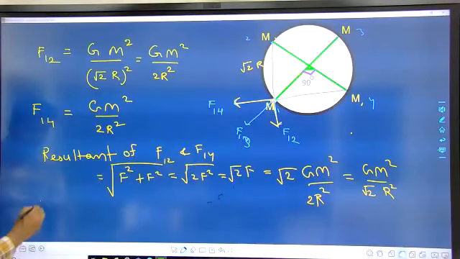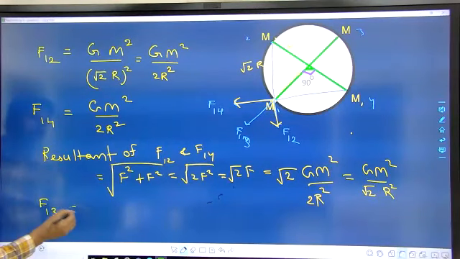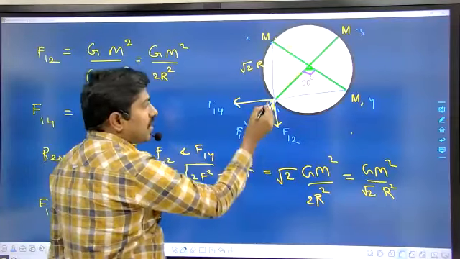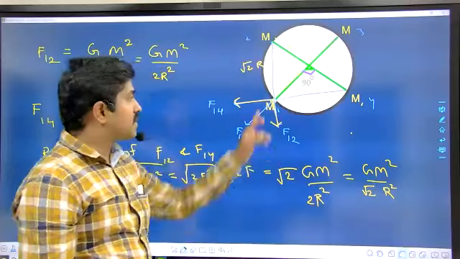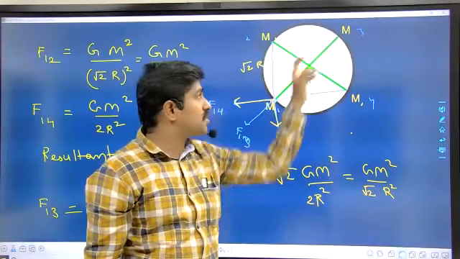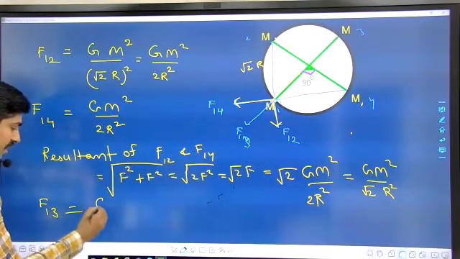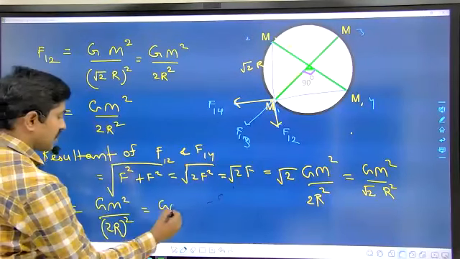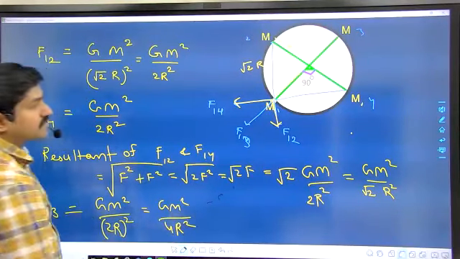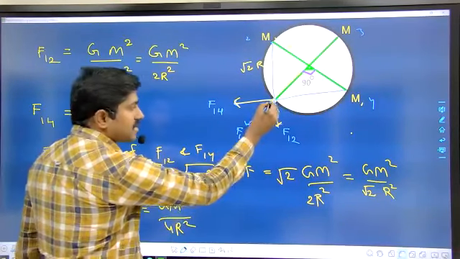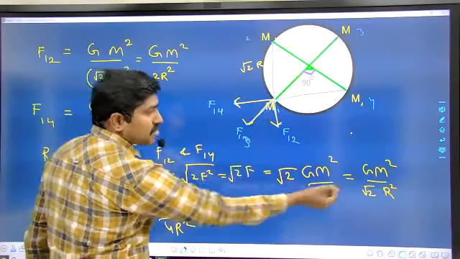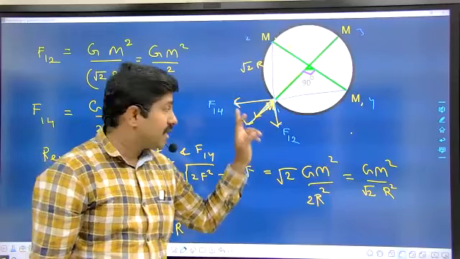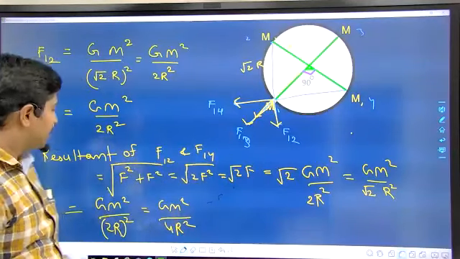And F135, now you can calculate force acting on first one due to third one. See, both are masses M and M only. What is the distance between these two? Distance between these two is nothing but diameter, no? That means 2r only. Now you substitute here. G into M square by 2r whole square. This is equal to G M square by 4r square. And this G M square by 4r square is in this particular direction. And resultant of these two, what we calculated here, that also will be in the same direction. If these two are in the same directions, resultant force will be simply sum of these two only.